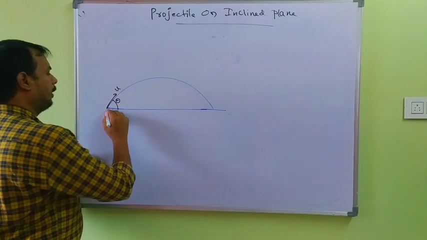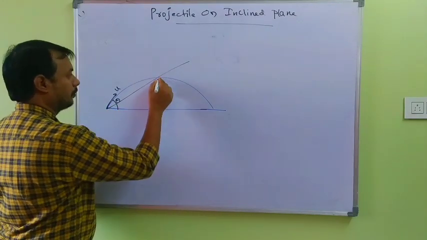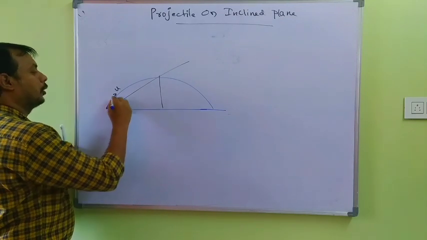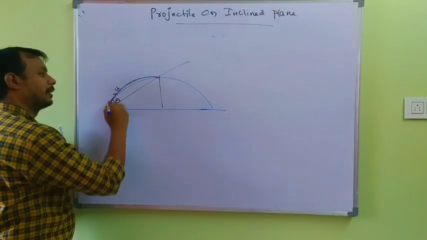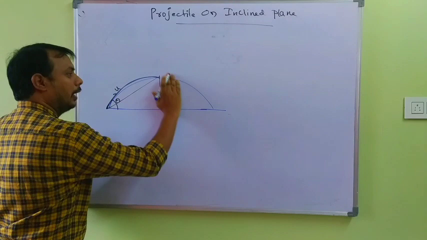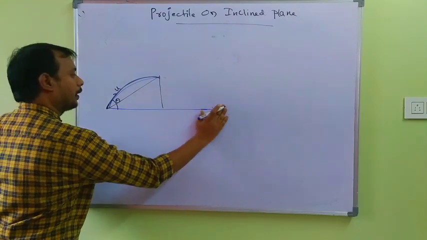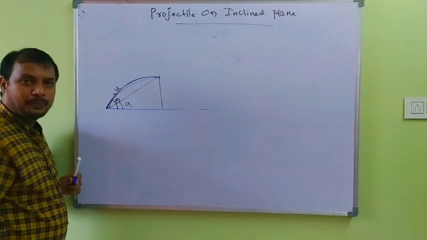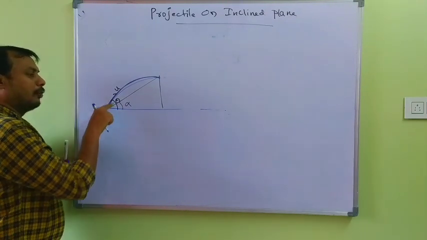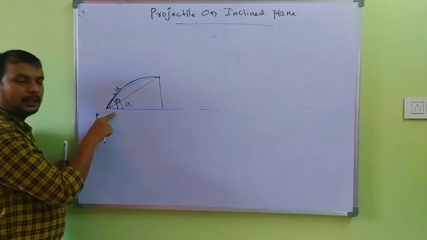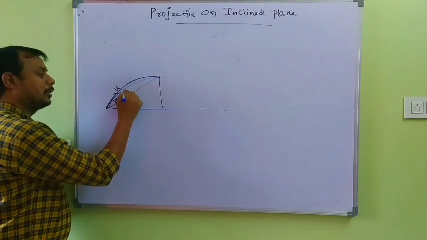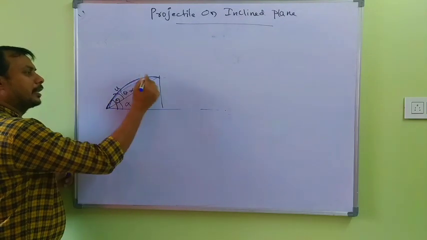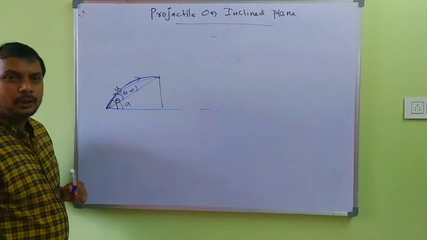Okay. Just simply imagine an inclined plane. Now it is a projectile motion on an inclined surface. The angle of inclination is alpha, and the projectile's angle with the horizontal is theta. So the resultant angle becomes theta minus alpha. The body is projected up with velocity u.